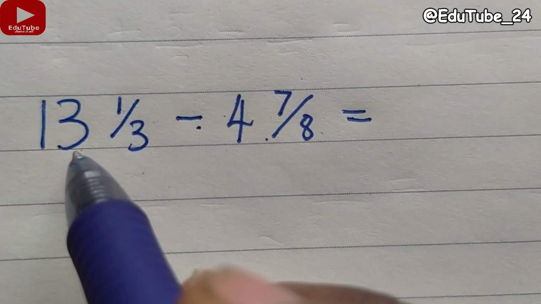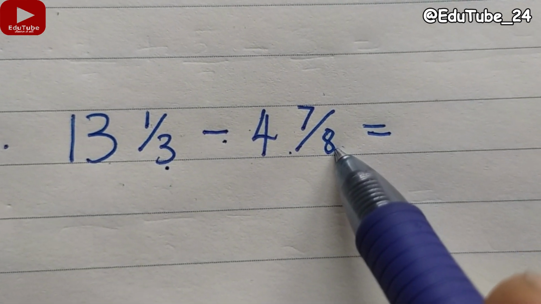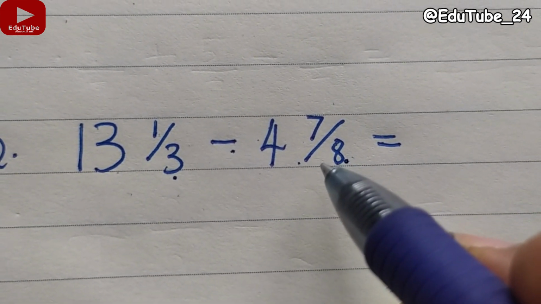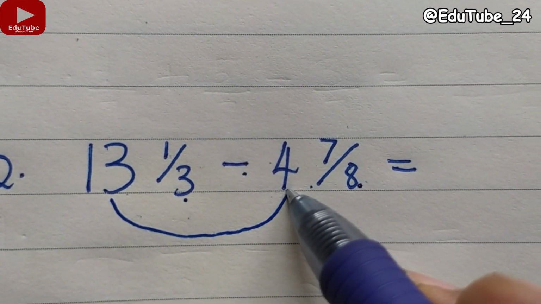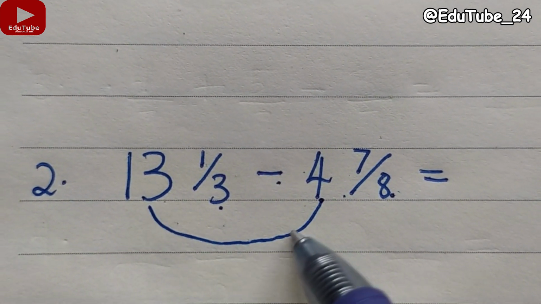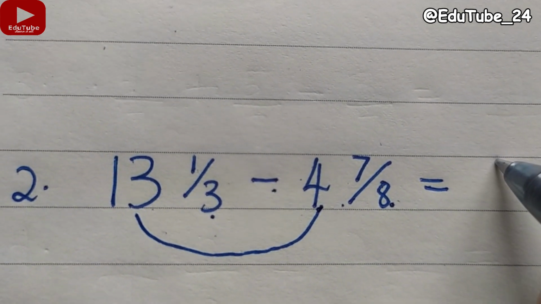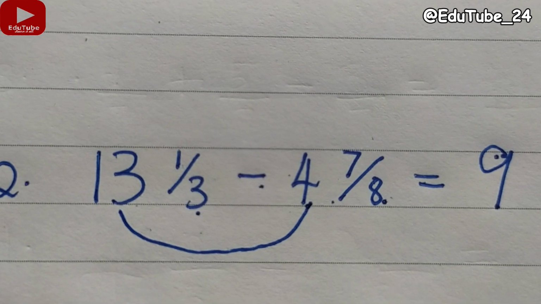As you can see here also, the denominators are different, so that makes them unlike fractions. But before we go into that, we will need to first of all subtract the whole numbers as we did in example 1. So we work on the whole number first. So 13 take away 4, I'll be left with 9 whole number.